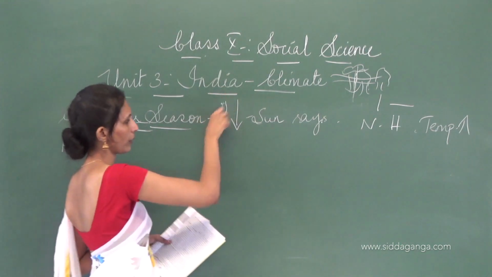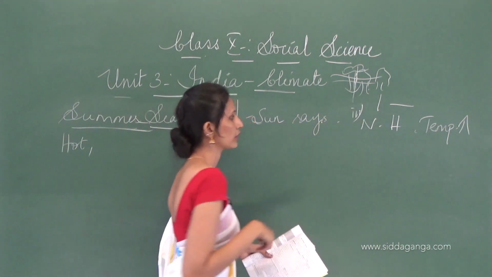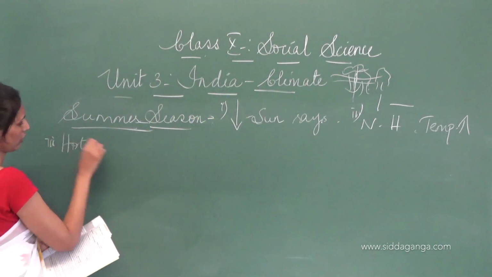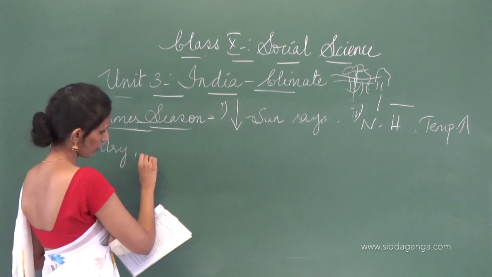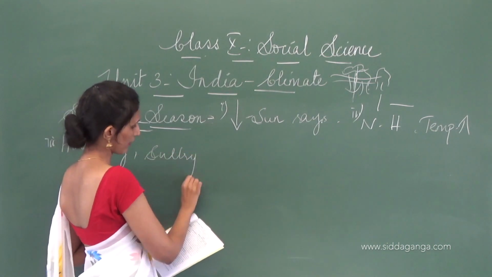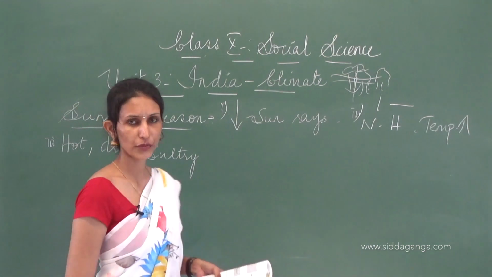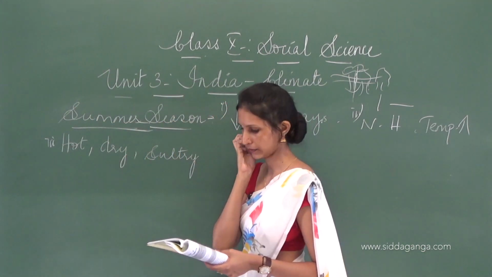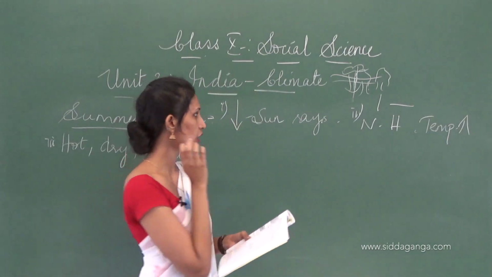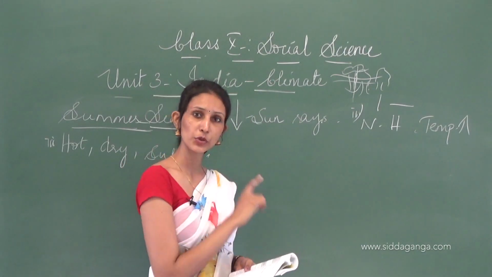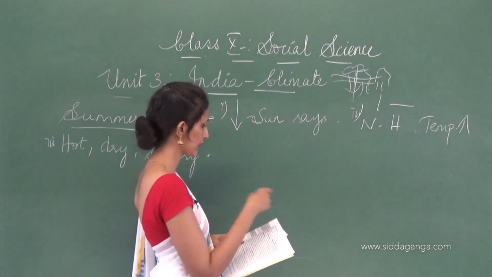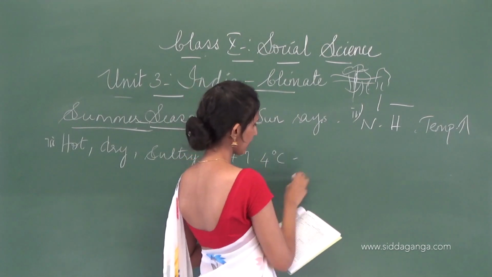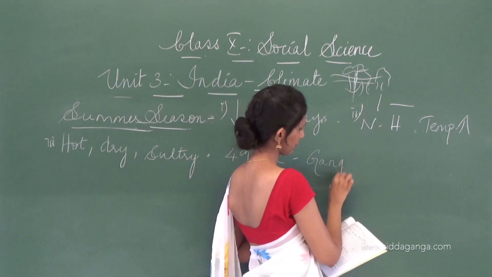Put that as the third point. It's very hot, it's very dry, and it is sultry. Sultry is hot and humid, a combination of heat and humidity. Now the highest recorded temperature, see in the winter season it is lowest, here it is highest, 49.4 degrees Celsius at Ganganagar in Rajasthan.